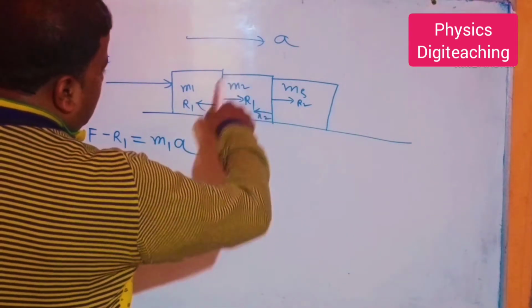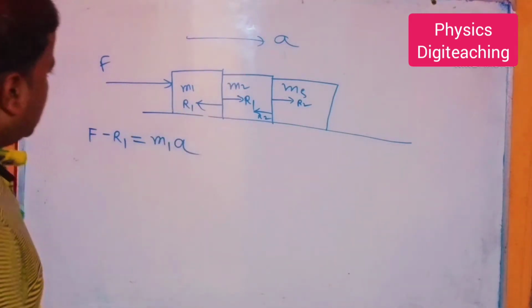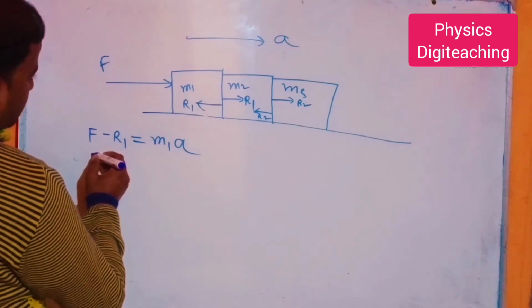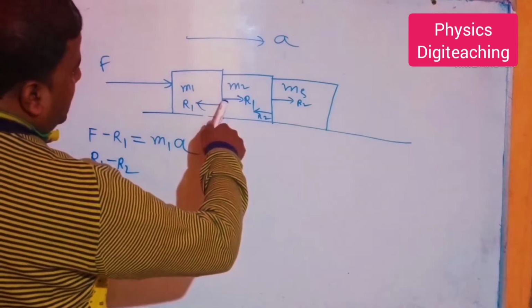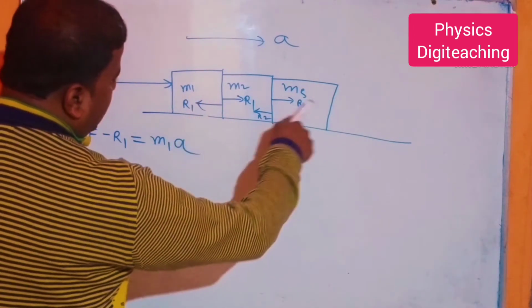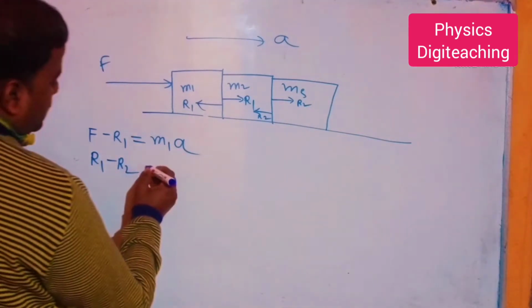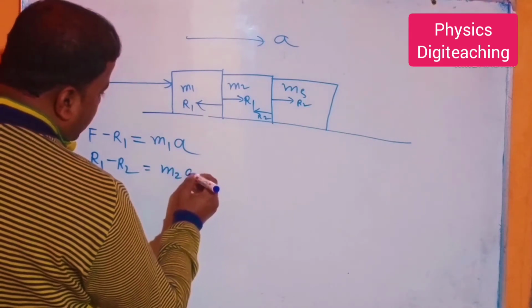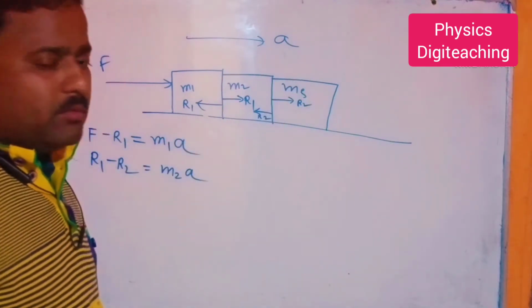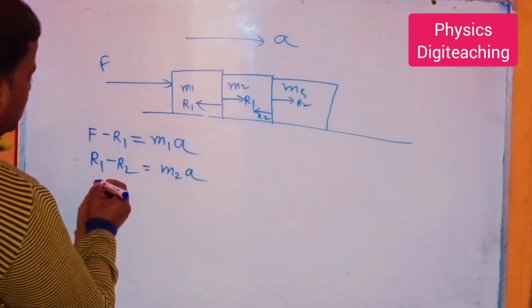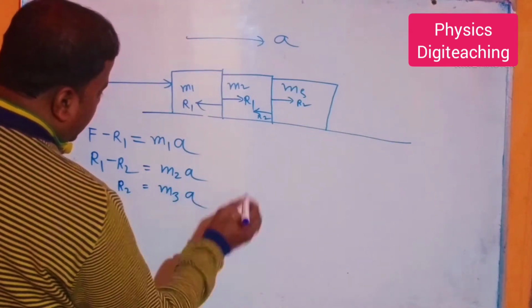Similarly, the total force on the body of mass M2 is R1 minus R2. This R1 is directed along this direction and R2 in the opposite direction. Therefore, the net force is R1 minus R2. This gives M2 into A. R2 is the only force on the body of mass M3. Therefore, R2 equals M3 into A.